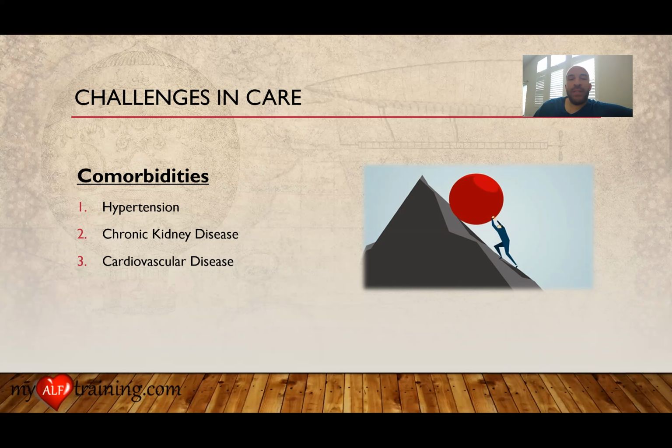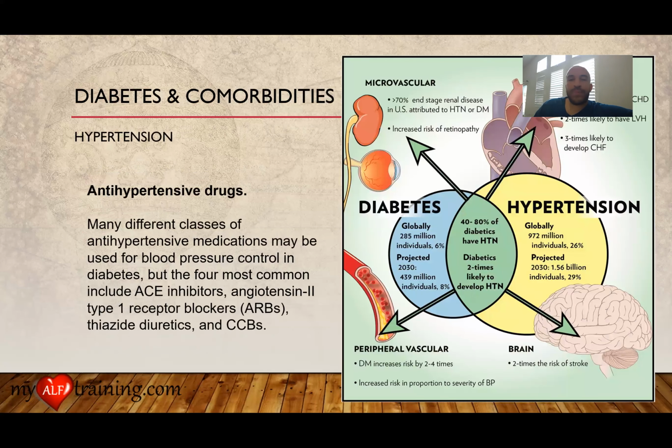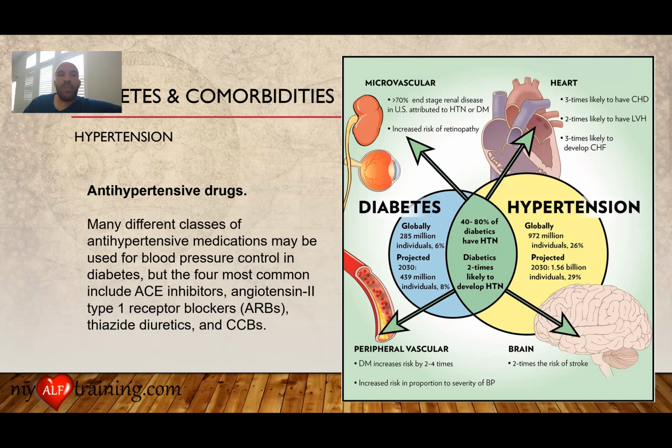So there are 3 main comorbidities that really, in my opinion, create a challenge for healthcare workers and nurses especially to provide optimal care for patients with diabetes. Those 3 challenges include hypertension, chronic kidney disease, and cardiovascular disease. So in my opinion, those are the 3 big challenges. Now you'll see, if I move myself out of the way here, diabetes and comorbidities. So here you see this bright image here.